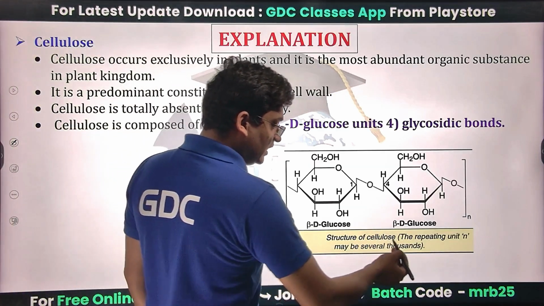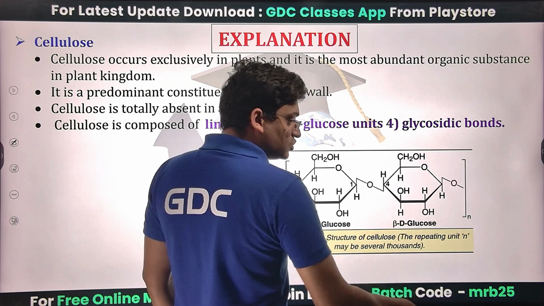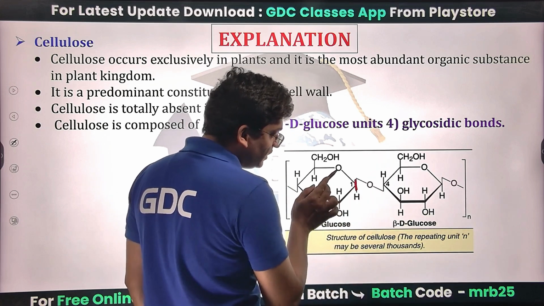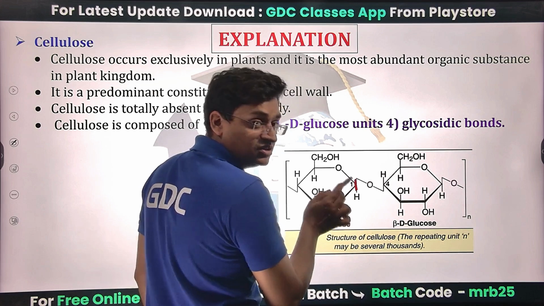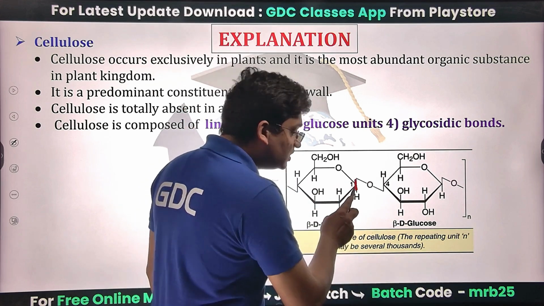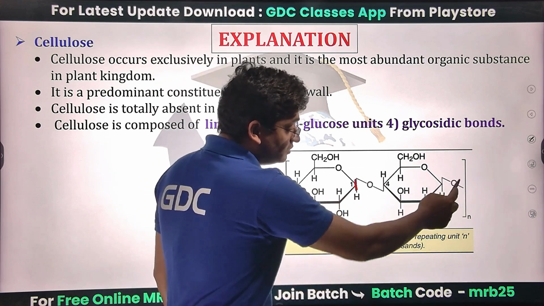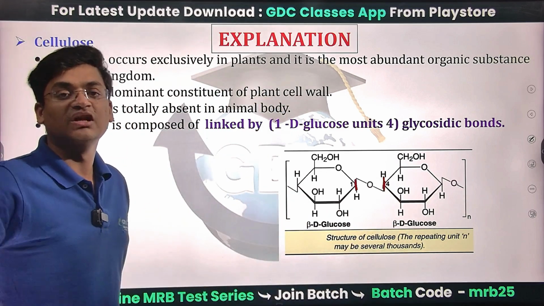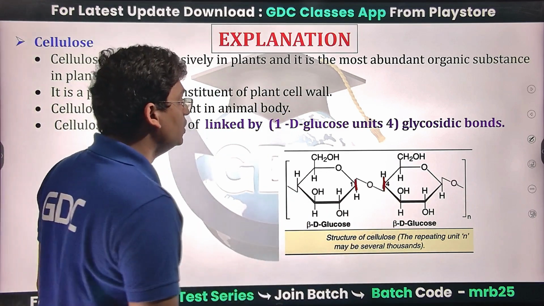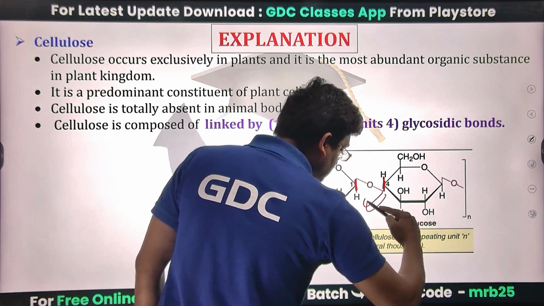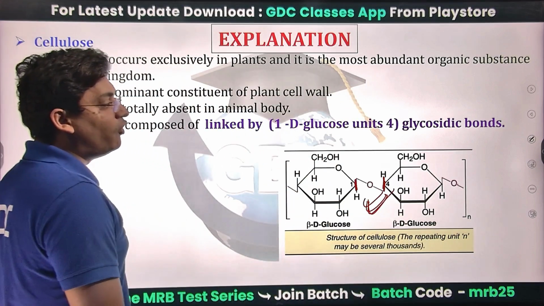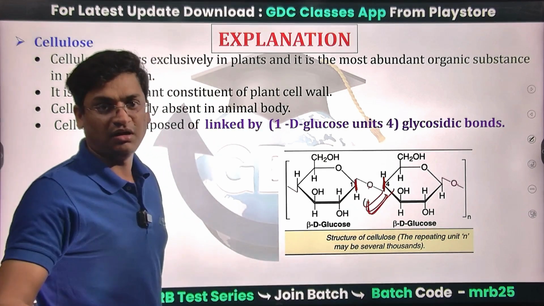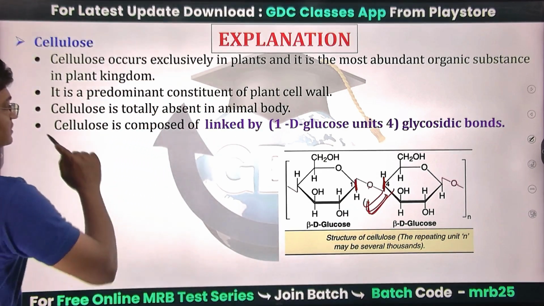Here we have a D-glucose structure. This is the first position, as I already told you, the first carbon after the oxygen. This first carbon is joined to the fourth carbon of the other unit. So this is a 1,4 linkage. What do we name this kind of linkage? Comment down. What kind of linkage is this?